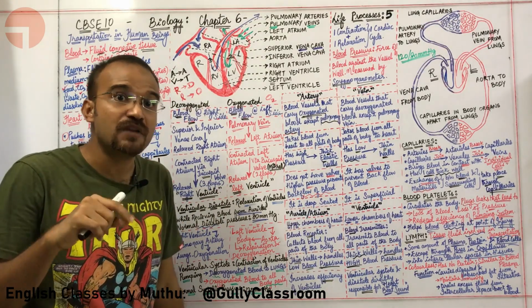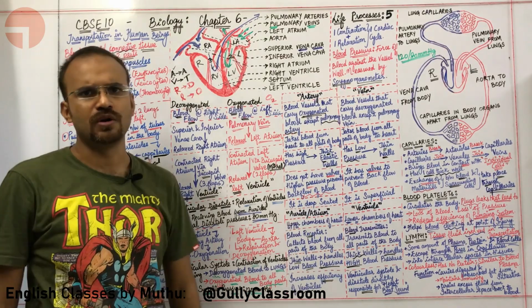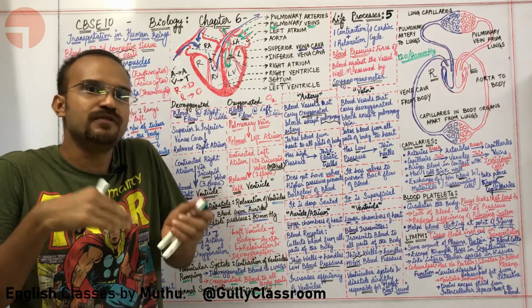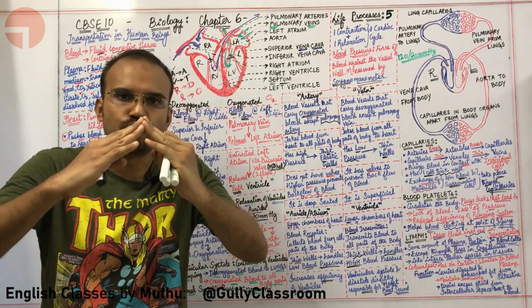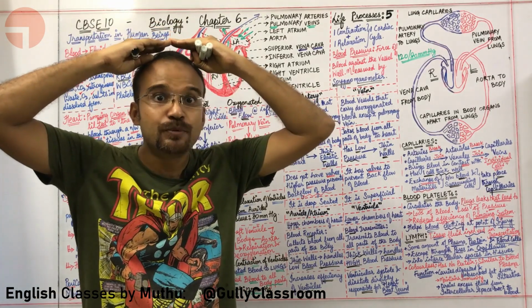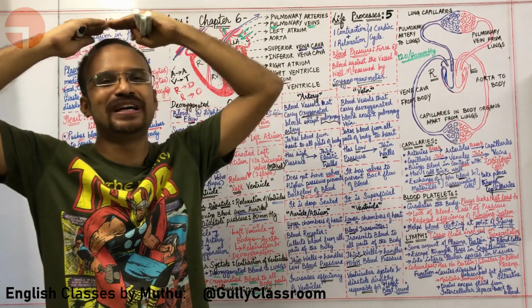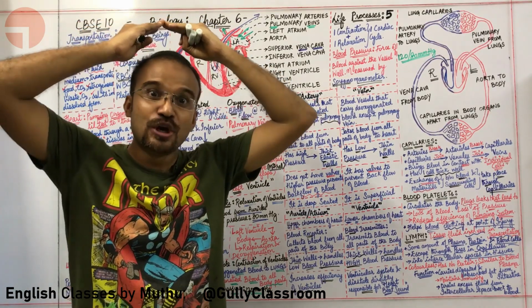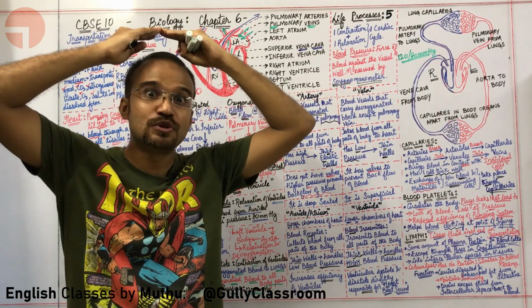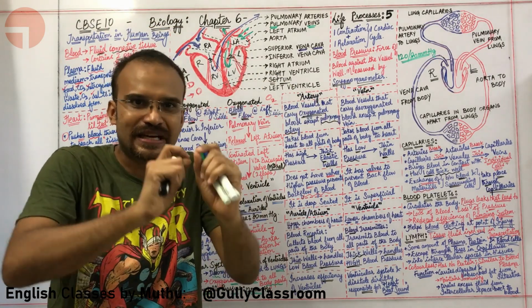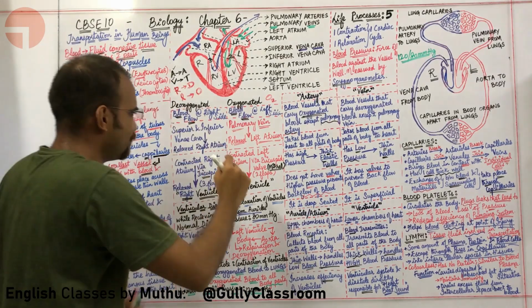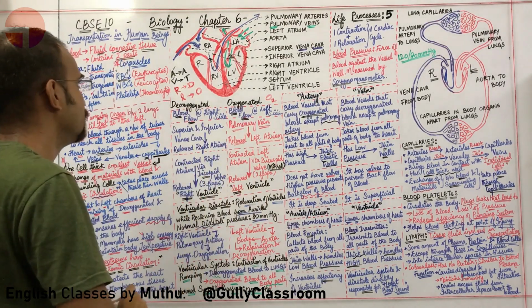The bicuspid valve is also called the mitral valve. Why, sir? Because it has 2 flaps, and these 2 flaps look like the cap used by ministers in olden days. Hence the name Mitra, from the word minister, mitral valve. So the other name for bicuspid valve is mitral valve.